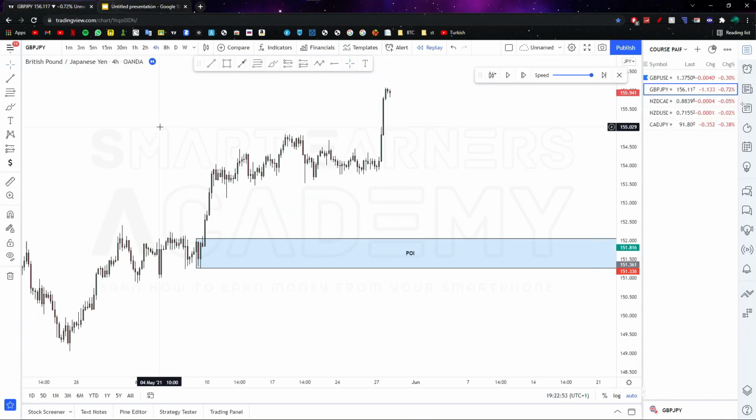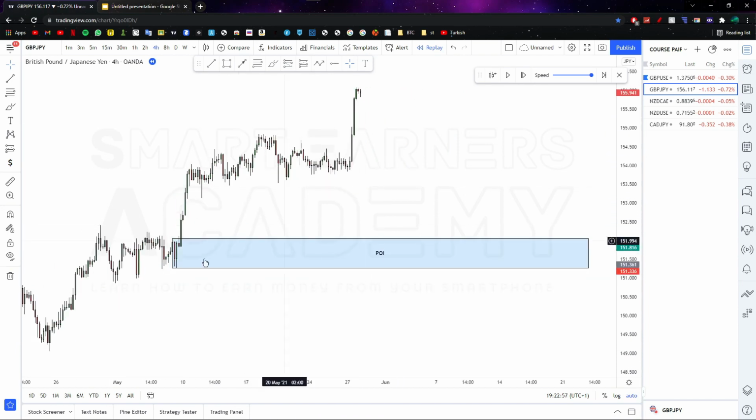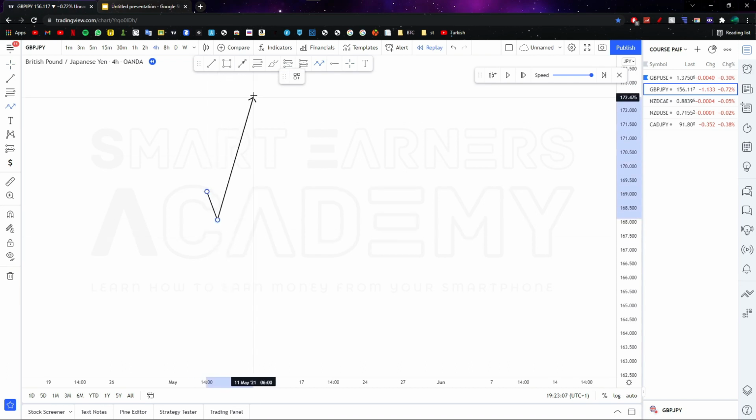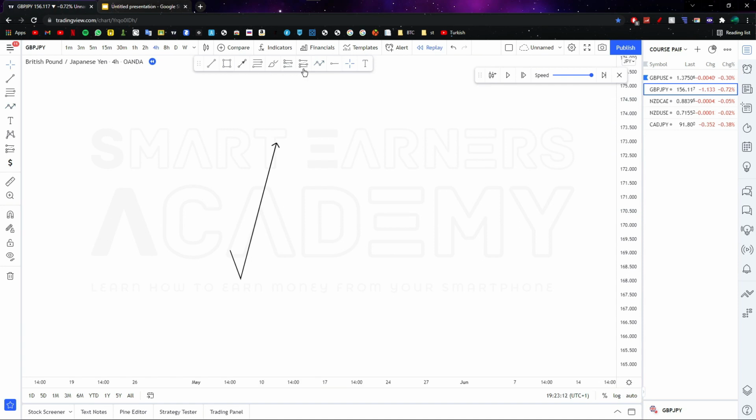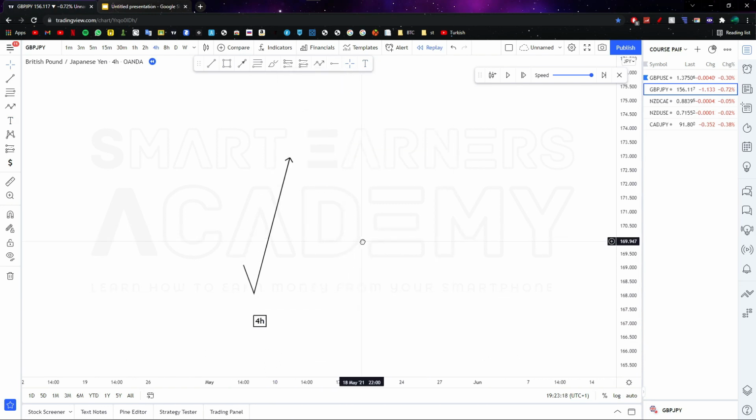So here we're going to go over this case study on GBP JPY, right? And I'm going to go over step by step exactly what was going on. But before we do that, we're going to go through a little diagram, right? So if I begin with just an order block right here, and let's say this is an order block on the 4-hour time frame, right? So I'm just going to mark this out, 4-hour time frame.